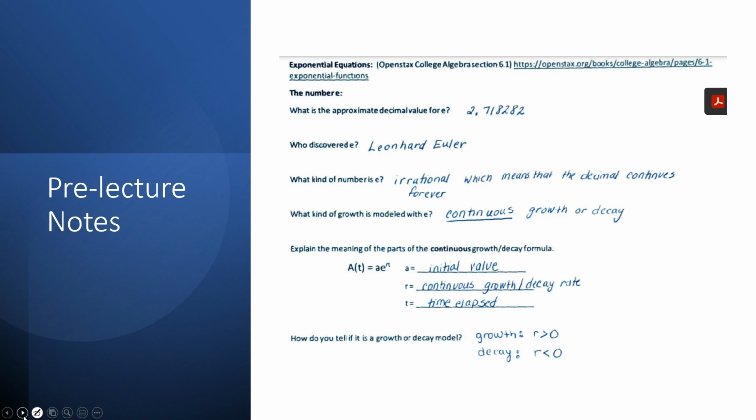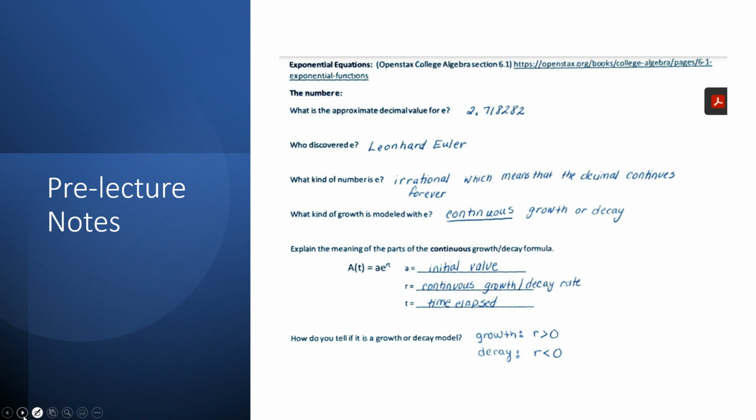So then we get to our pre-lecture notes. And the first thing we had to learn about in pre-lecture is this number e. We had seen e at the beginning of the course when we were doing some financial calculations, and we found that e is a button on our calculator.